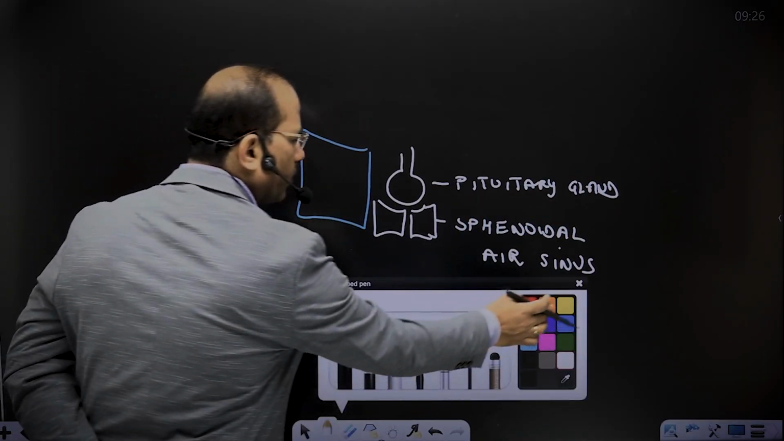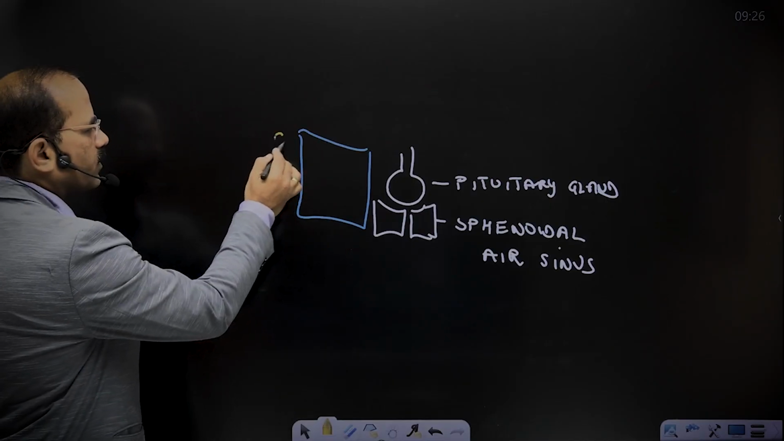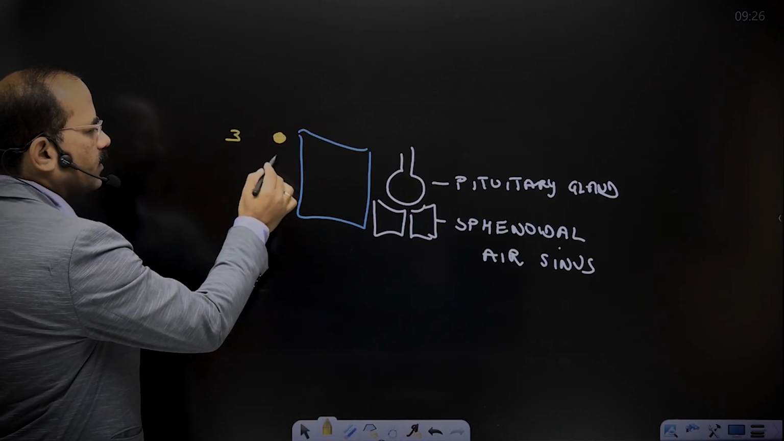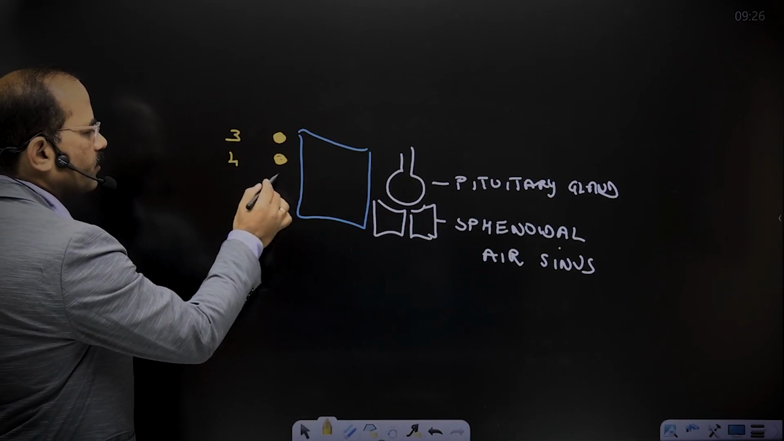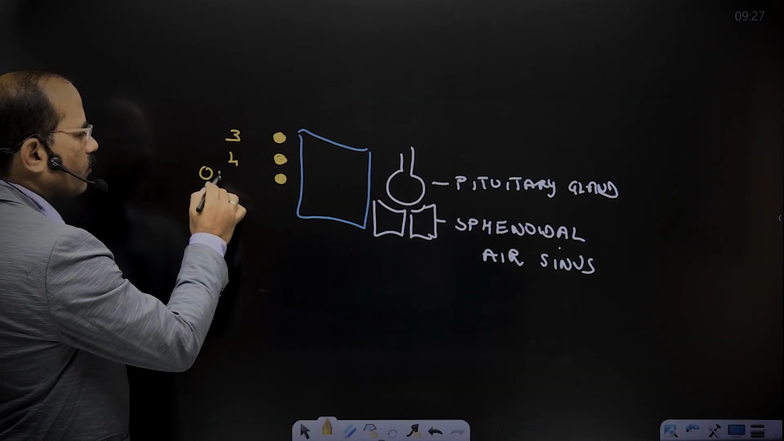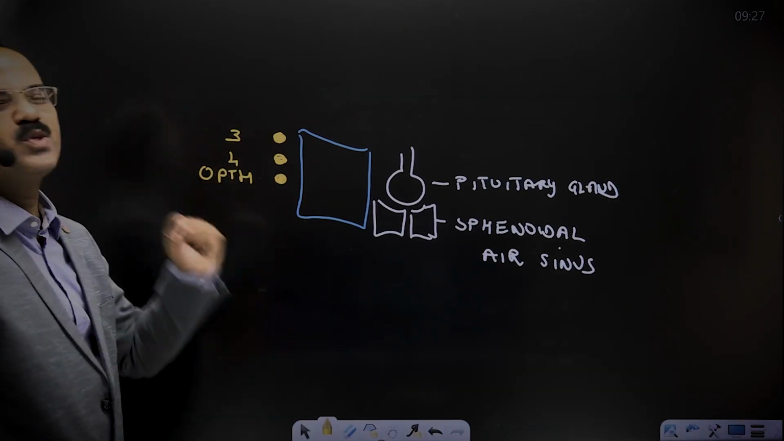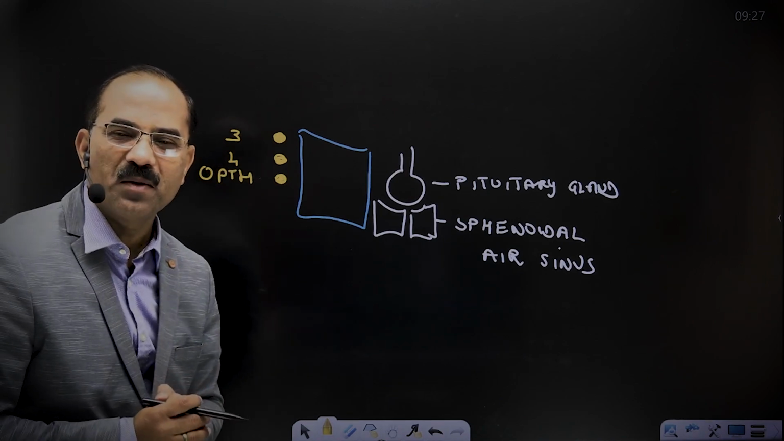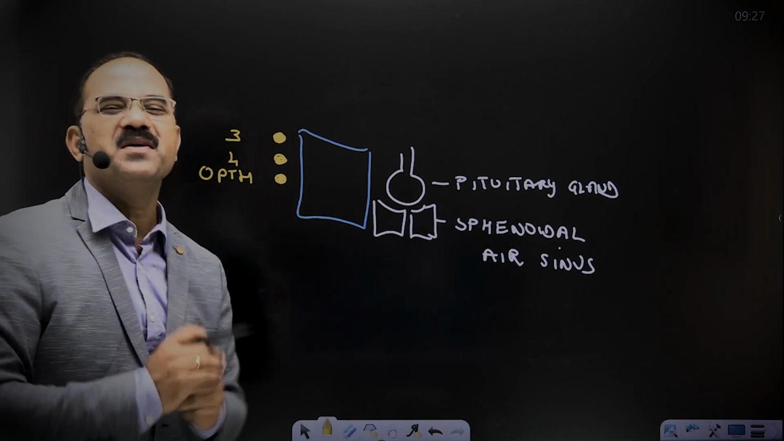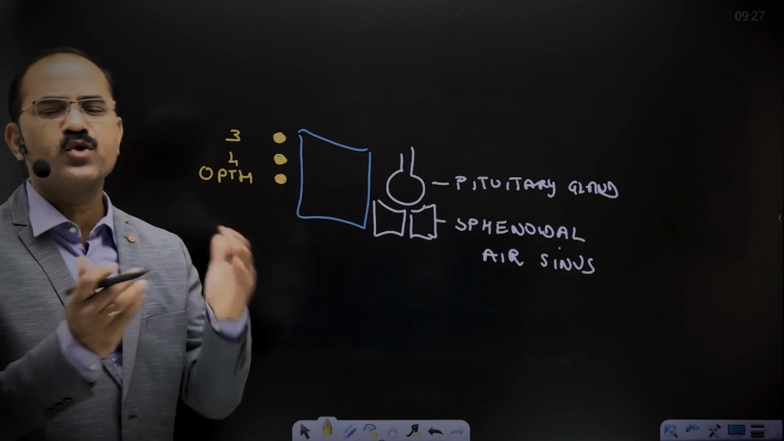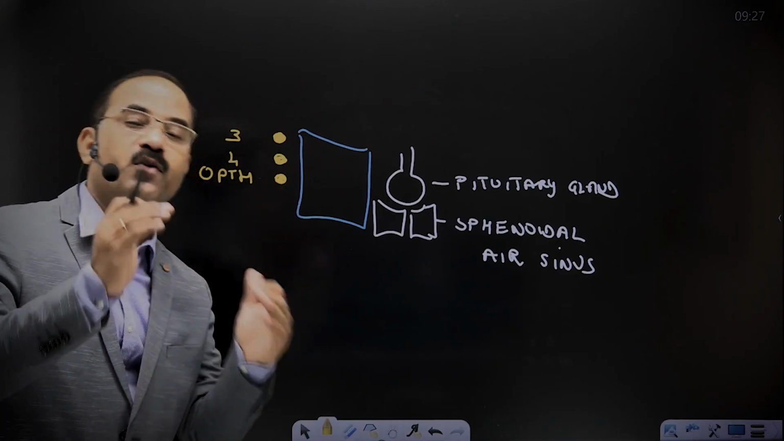In the lateral wall of the cavernous sinus, what do we have? In the lateral wall, that's the third nerve, that's the fourth nerve, that's the ophthalmic division of the trigeminal nerve. And who was supposed to come here? The sixth nerve was supposed to come here, but someone else comes here. Someone who's going towards the foramen rotundum.